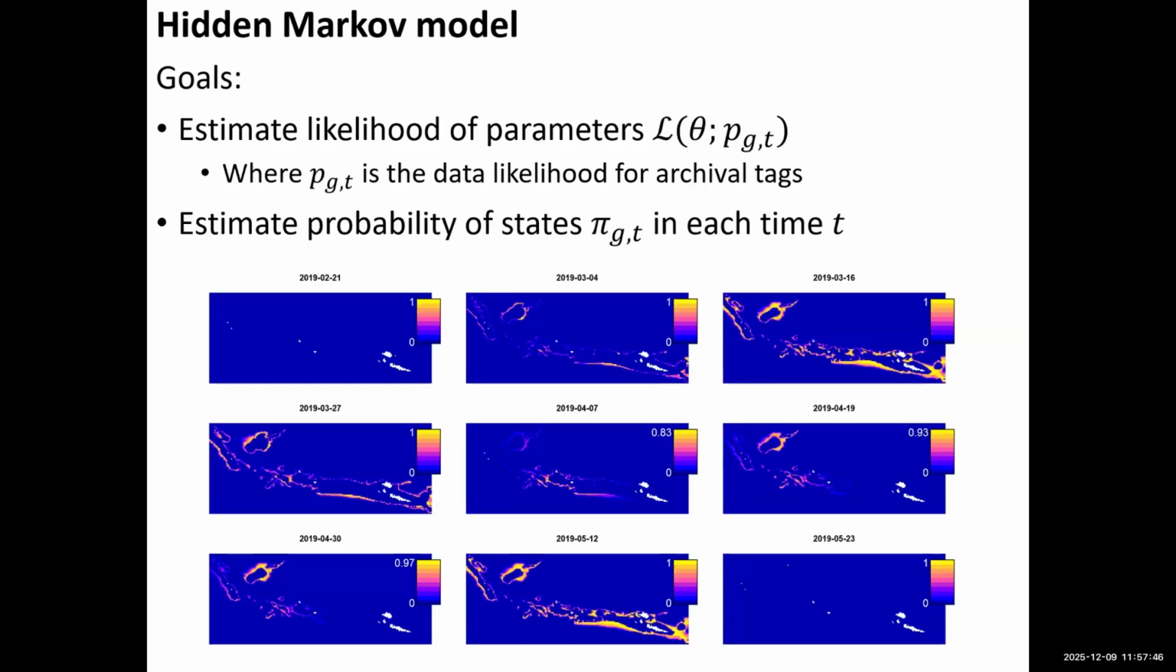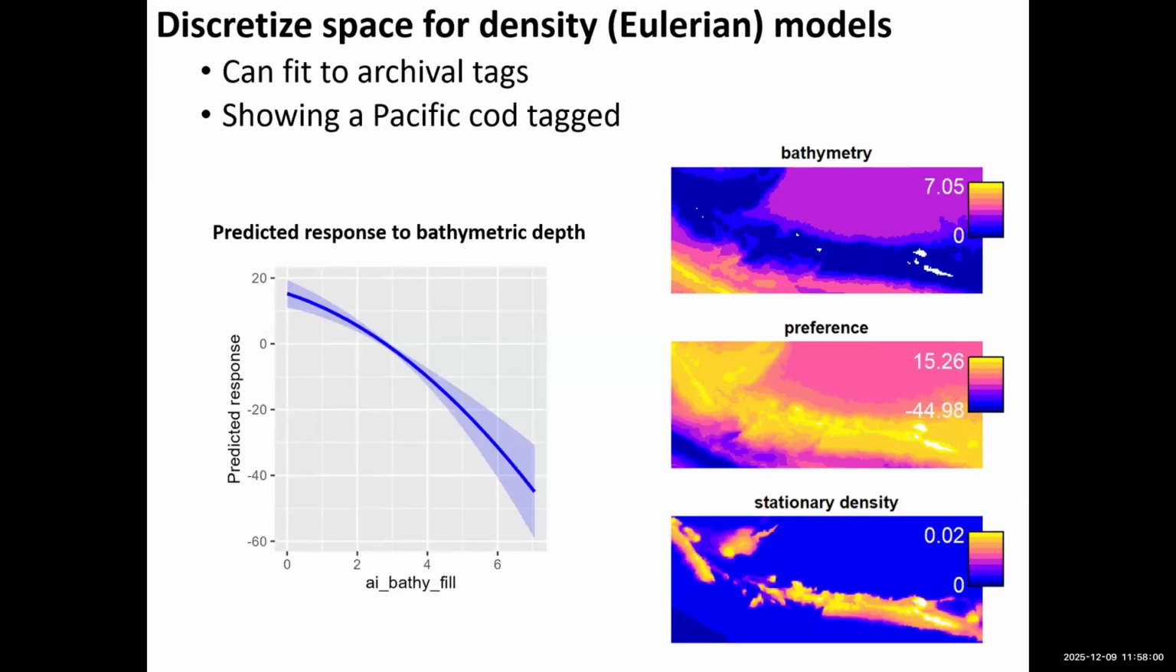So, just using the data on the archival tag in a given day, here's an animal that was released in the Aleutian Islands, and then the data likelihood for different days during this 90-day deployment. You can fit that model at high resolution. That picture, I think, had 40,000 cells in it, and you can give it bathymetry information, fit the movement process with this preference function and get confidence intervals, back out the preference function, back out the stationary distribution as the dominant eigenvector of that. And so it gives you this high resolution Eulerian.